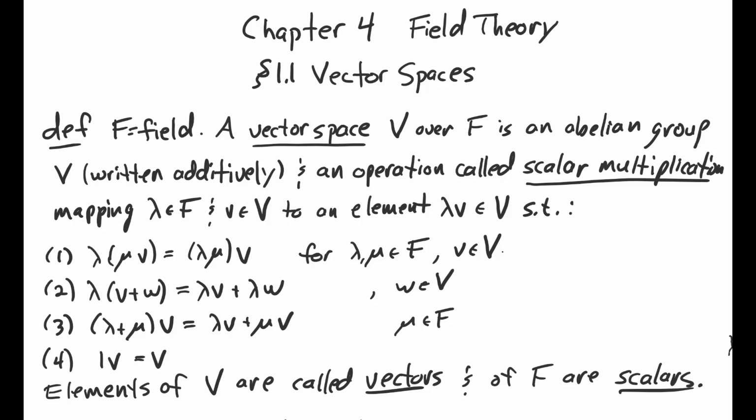And number three, the addition in the field is compatible with scalar multiplication. So if you first add in the field lambda plus mu and then scalar multiply by V, that's the same as lambda V plus mu V. In other words, it just makes it look as if the distributive law is happening. And finally, number four, the identity element in your field multiplies any vector and leaves it alone. As usual, we call elements of the vector space V vectors and elements of the field F scalars.